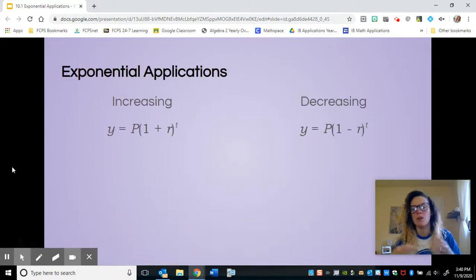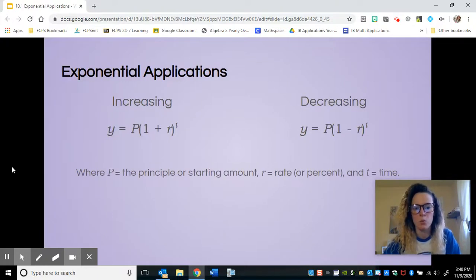All right, so first up, there's two different types of exponential applications that you'll see. One where it's indicated that it's increasing and one where it's indicated that it's decreasing. These formulas aren't given to you, but they're very similar to something we've already talked about before. With both of these formulas, the P in each is the principal or the starting amount. The R is the rate or the decimal of the percent, and the T is the time.